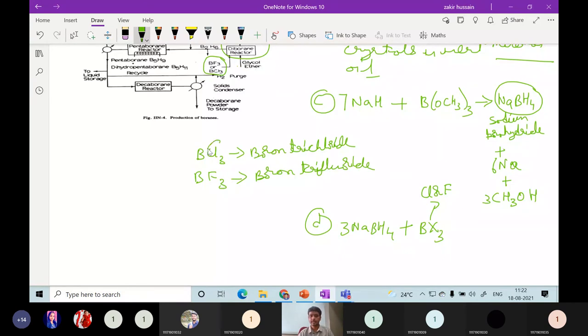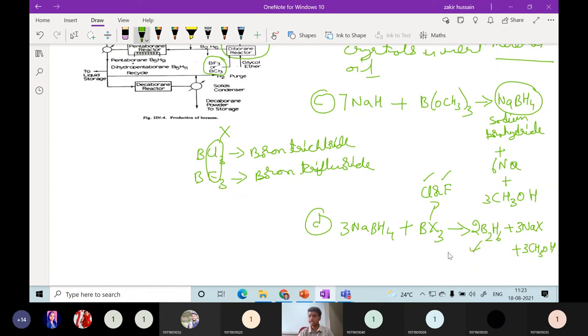Combinedly, this Cl or F, I am writing as X here for advantage. Anything we can use, Cl or F, we can use. Then the corresponding product which is formed is two molecules of diborane, B2H6, plus three molecules of sodium chloride or fluoride, where X is nothing but Cl or F, along with three molecules of methanol.